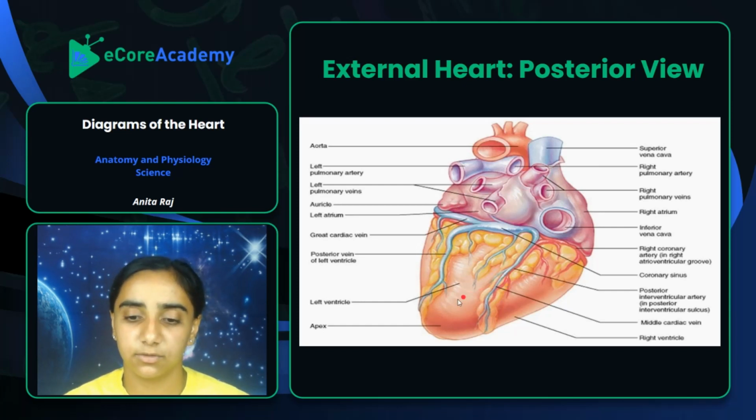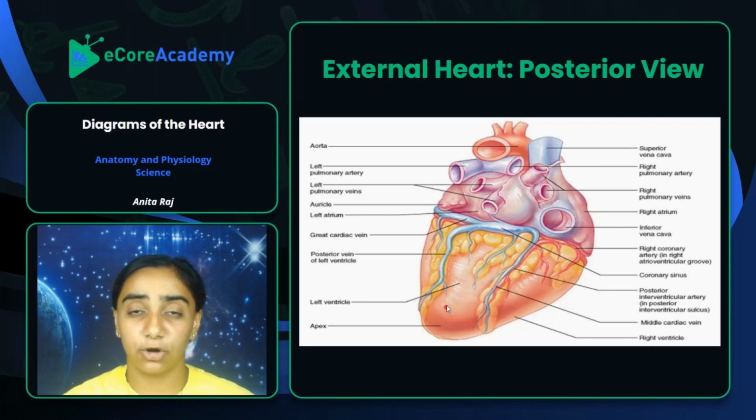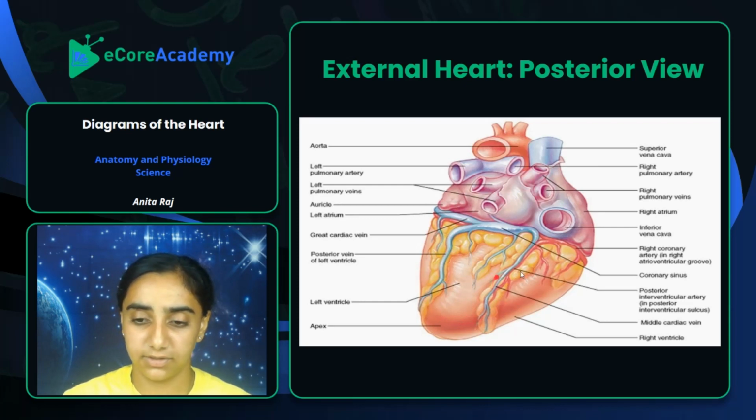So what do we mean by this? Well, we're talking about the apex area. If you remember from location of the heart, the apex of the heart is very close to your diaphragm. So this is called the diaphragmatic part of your heart because it's closest to the diaphragm in your body. So this artery supplies blood to this part of your heart.